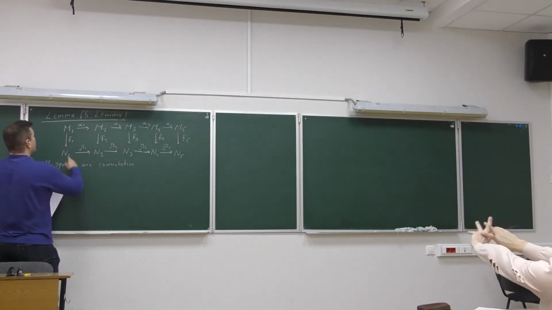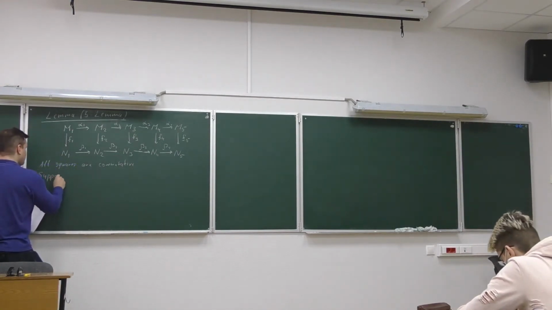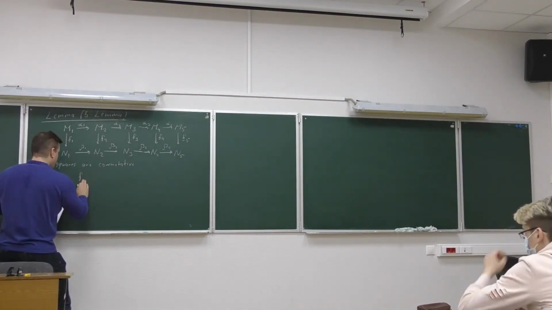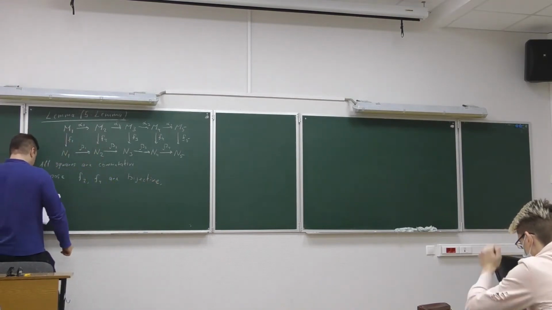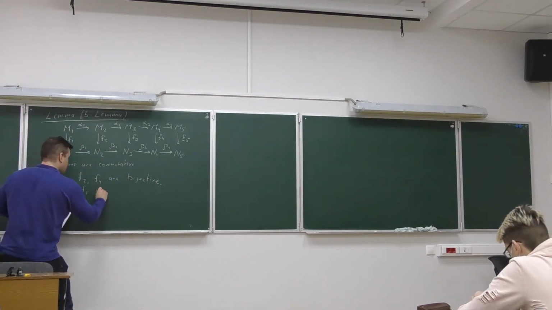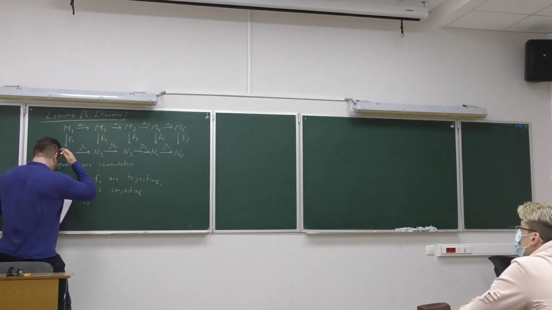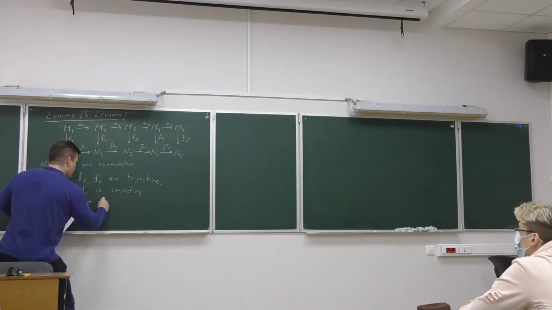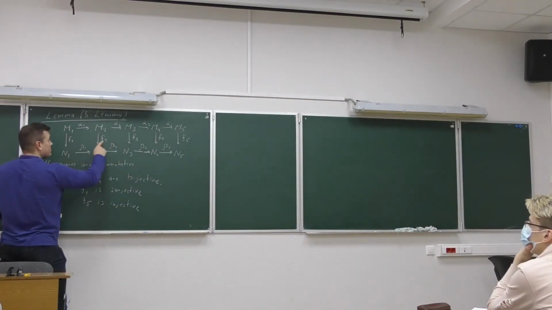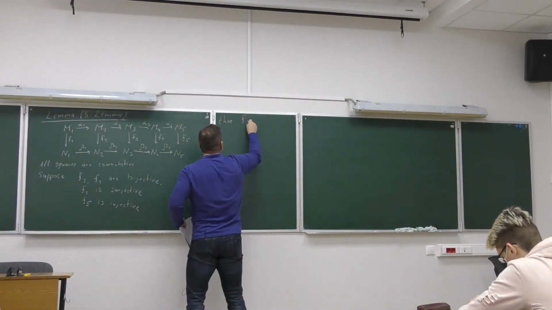And if you want to formulate this 5 lemma accurately, you need to say the following. So suppose several things. Suppose that the maps F2 and F4 are bijective. So this is the first assumption. The second assumption is that F1 is surjective. And the last assumption is about F5, that this is injective. So if we have these three, then the conclusion is that F3 is an isomorphism.